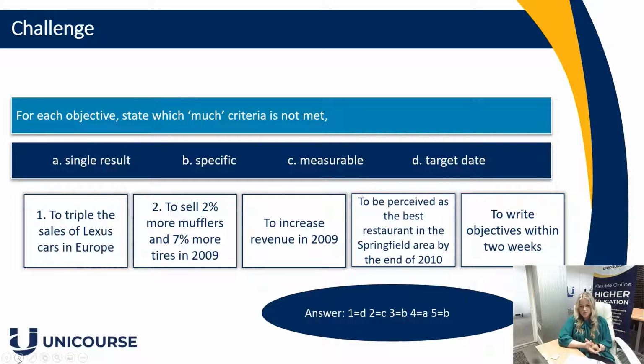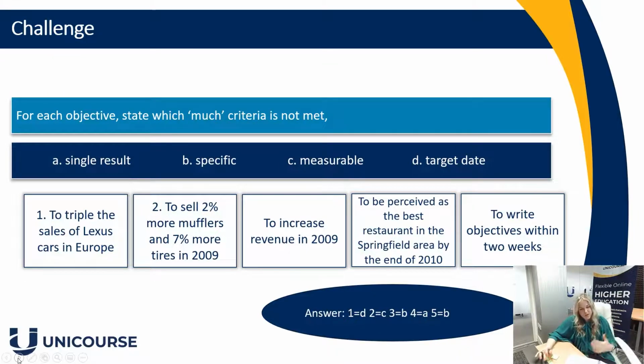The second one isn't measurable. There's no measurable outcome for you to be able to achieve that. The third one is not specific enough: to increase revenue in 2009 might be a goal, but it's not an objective. Then the fourth has no single result for you to measure it upon. And the fifth one isn't specific enough again, to write objectives within 2 weeks about what.